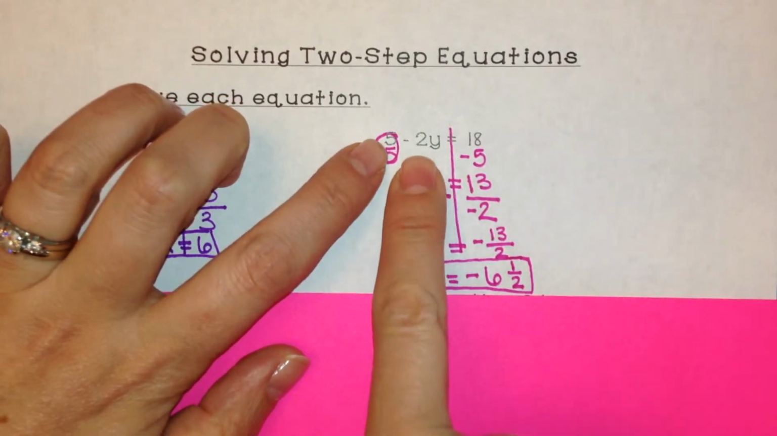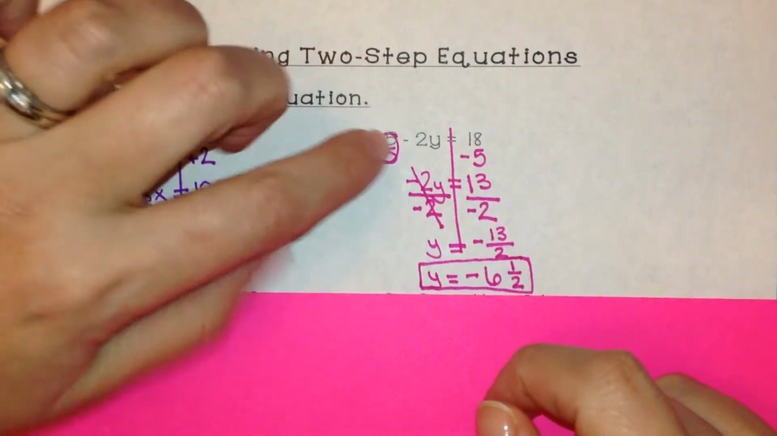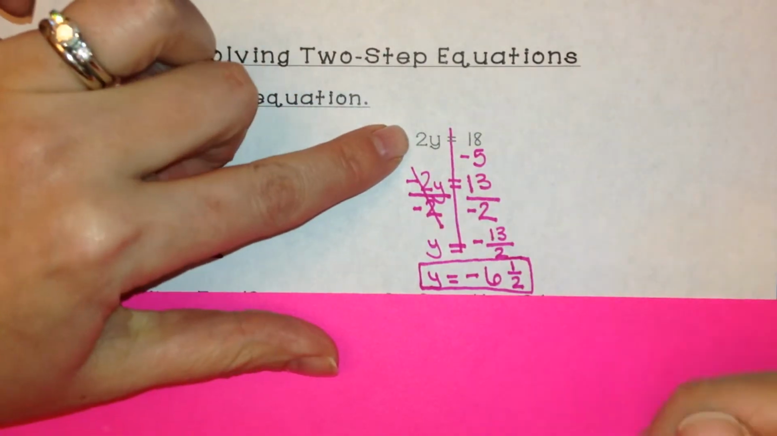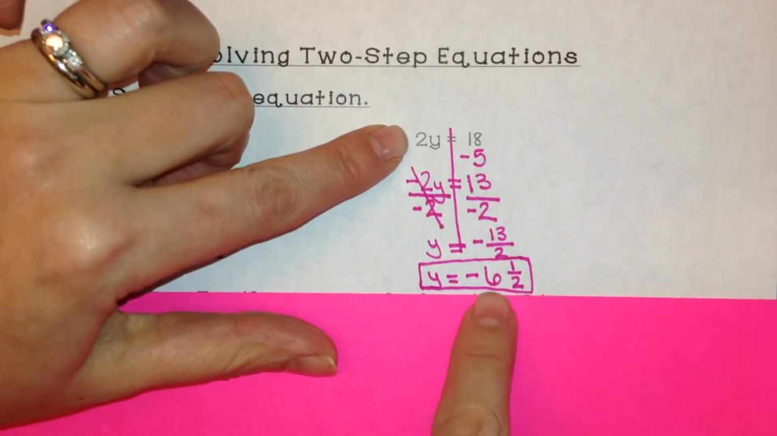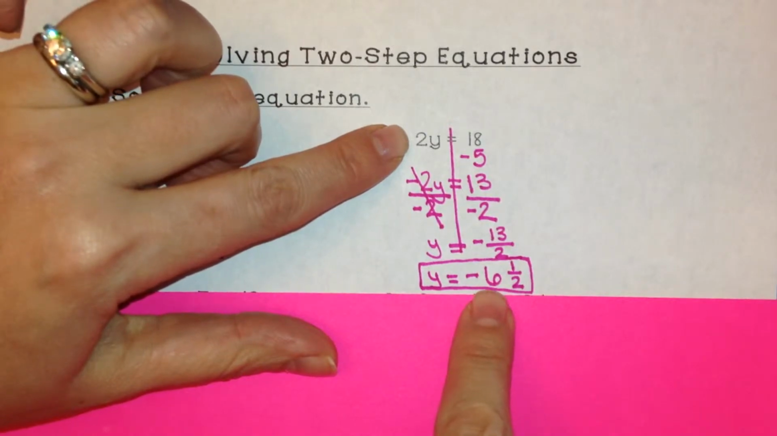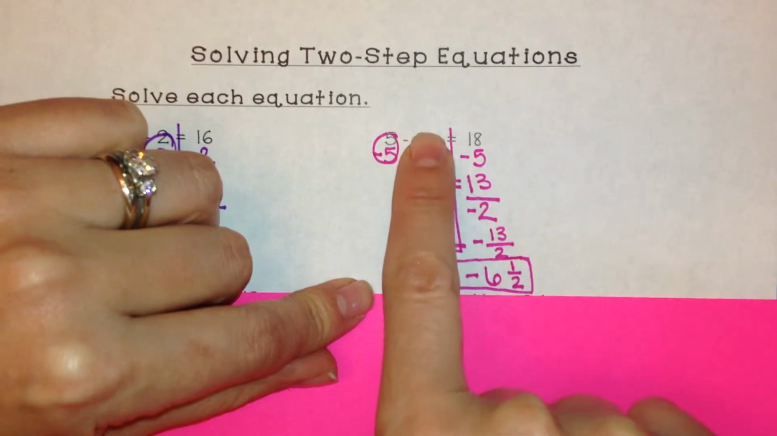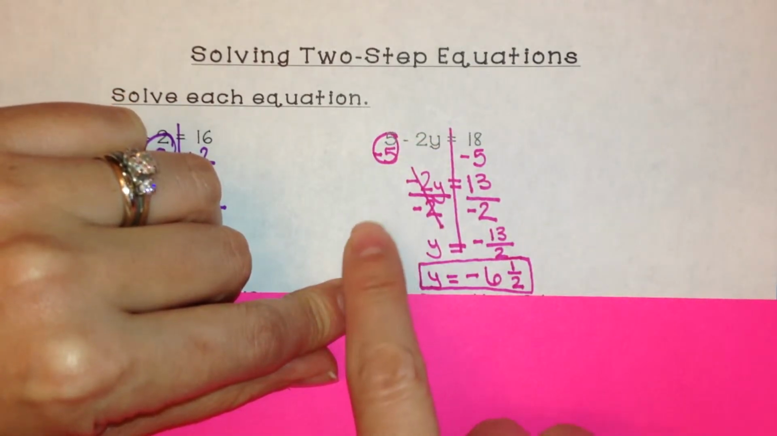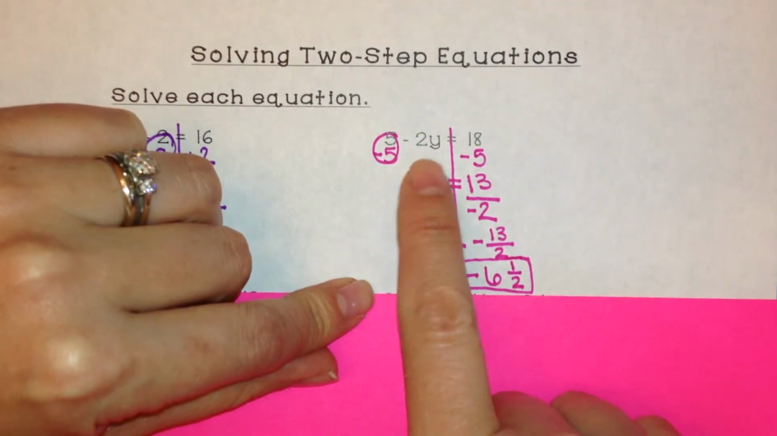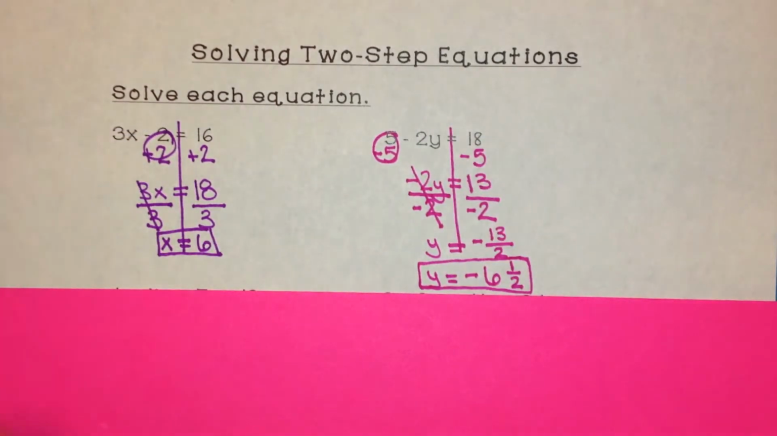5 plus 13 is 18. If I don't include the negative, if that confuses you, think of it this way. 2 times negative 6.5 is negative 13. 5 minus negative 13. Change minus a negative to plus a positive, so 5 plus 13 is 18.